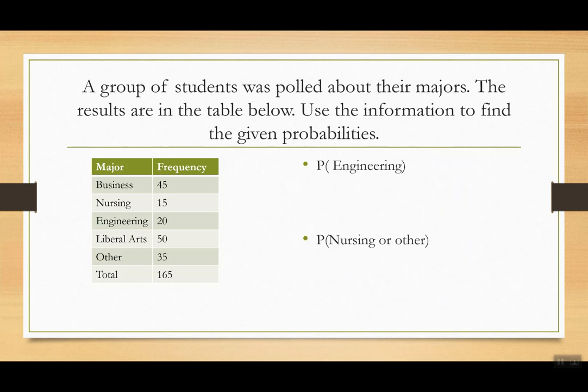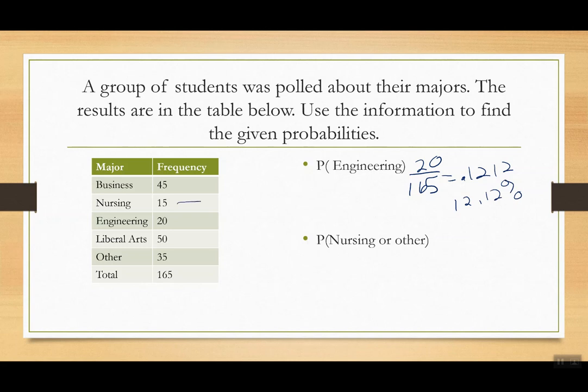Let's also look at the probability that a student's an engineering major. So I can see 20 out of 165 gives me a repeating 0.1212. So I have 0.1212 or 12.12%. And then the last one says nursing or other.